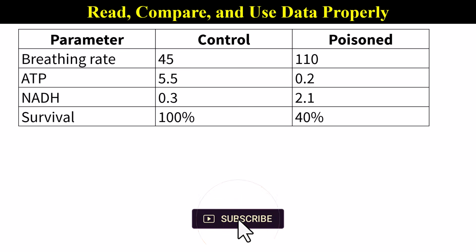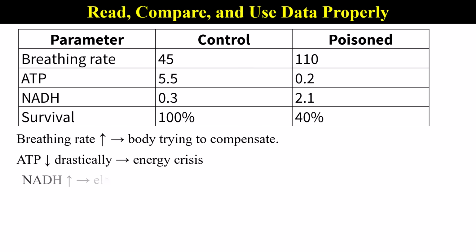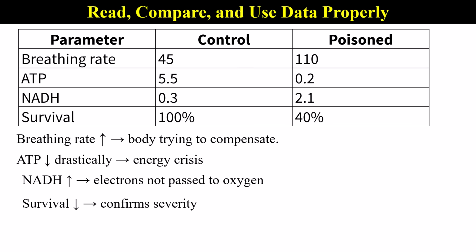Look at the table carefully. How to analyze. Breathing rate increases. Body trying to compensate. ATP decreases drastically, leading to energy crisis. NADH increases. This means electrons are not passed to oxygen. Survival rate reduces, which confirms severity. Never describe data alone, always explain biologically.